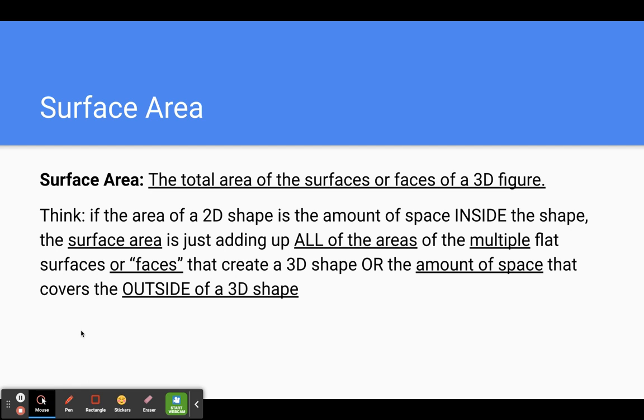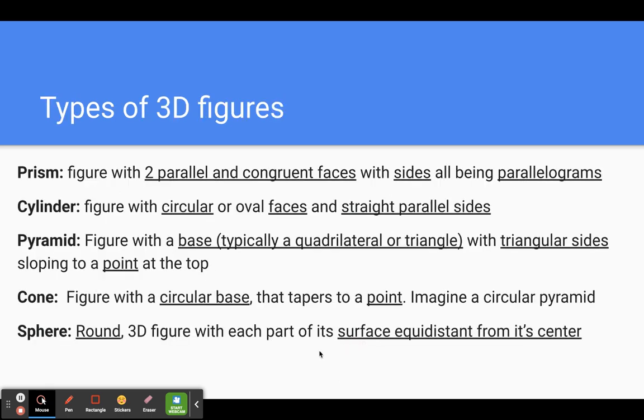Now surface area is the total area of the surfaces or faces of a 3D figure. Think, if the area of a 2D shape is the amount of space inside the shape, the surface area is just adding up all of the areas of the multiple flat surfaces or faces that create a 3D shape. Or you can think about it as the amount of space that covers the outside of a 3D shape. So that's what we mean when we say surface area, adding up all of the faces or sides of a 3-dimensional shape. And here are 5 types of 3-dimensional figures.